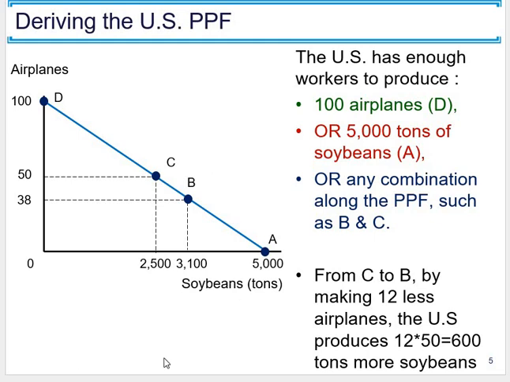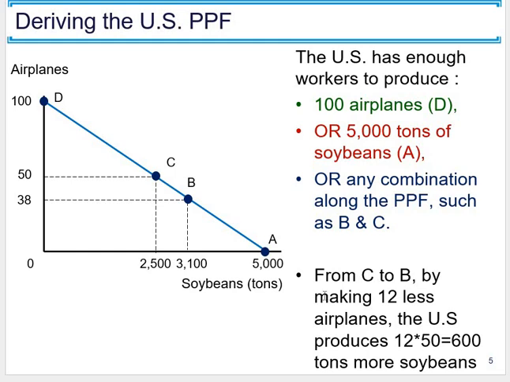If you're still not feeling comfortable about how we calculate the coordinates of point B, that's okay. I think you will have a better comprehension after we talk about the concept of opportunity cost. But just keep in mind that point B is also a point along the PPF. So that's also one of the situations where the US can do the best with its resources, the workers.